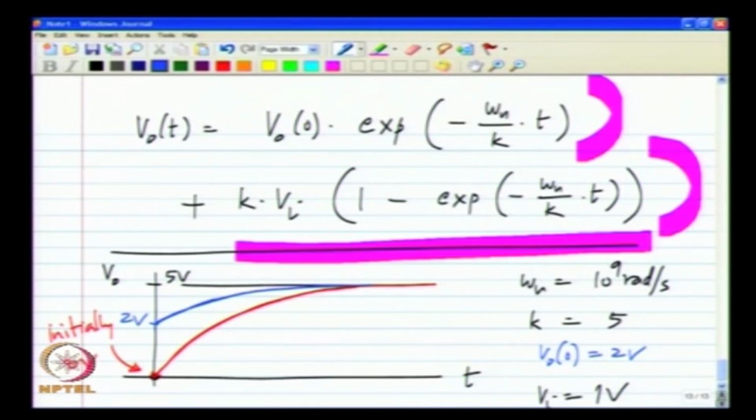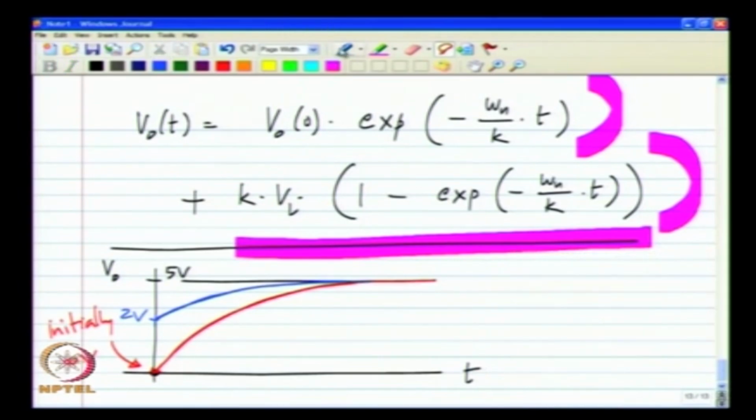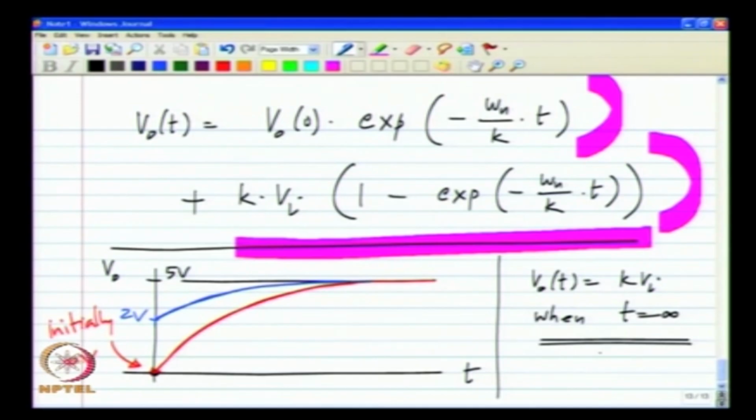This is equivalent to the accelerating phase of your motorcycle, that is when you are accelerating, the speed is not yet the desired value, the speed is changing. Now, exactly how much time it takes we can also evaluate, we will do that shortly, but the one thing that we can tell from these expressions is that V naught of t equals k V I when t equals infinity.